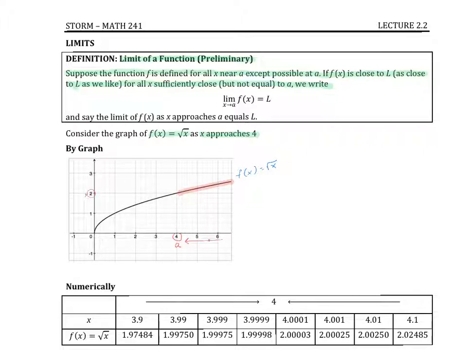And if we approach 4 from the left-hand side, and we get closer and closer to 4 from the left-hand side, then we're looking at the left-hand portion of our graph. Those y values get closer and closer also to 2. So this y value of 2, that's L. That's our limit. So the limit is a y value.